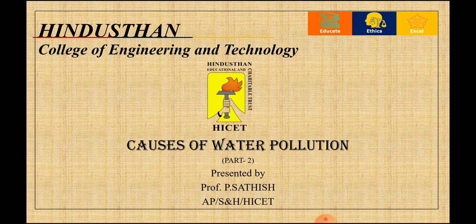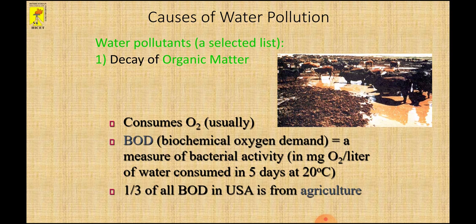Welcome to this session. In this session, we discuss the causes of water pollution, part 2. Causes of water pollution. Yes, in the last video we categorized the causes of water pollution. The first point is decay of organic matter. The organic matter can consume the dissolved oxygen which is present in the water.